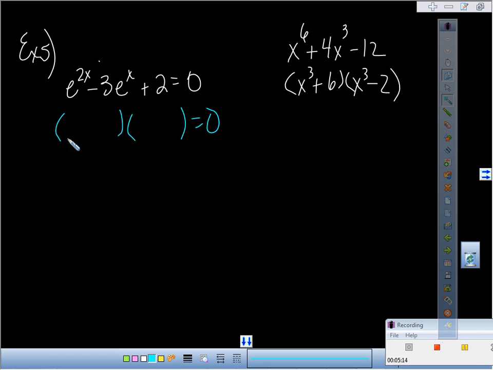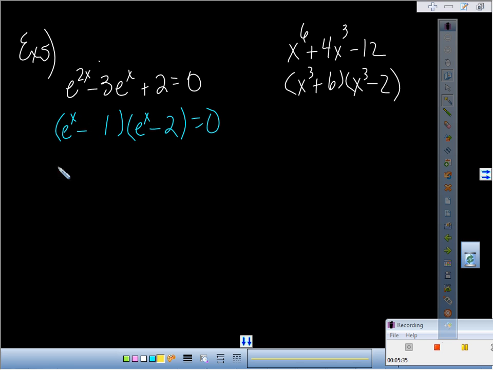So e to the 2x factors into what? e to the x times e to the x. Very good. What's a plus sign mean? They're the same, and they're the same as the first one. So minus and minus. The factors of 2 that add to be 3. 1 and 2. Okay? Now, what do I do with each one of those factors?